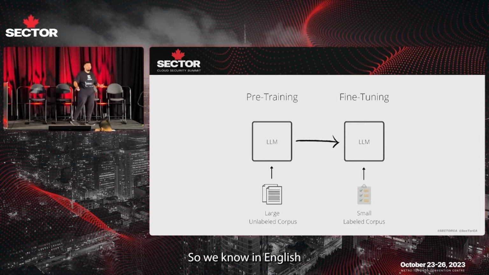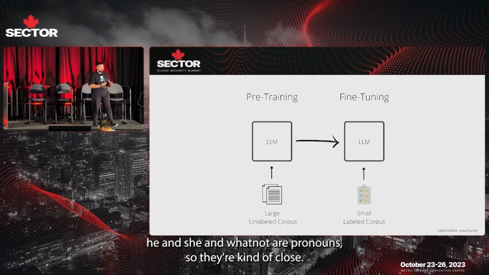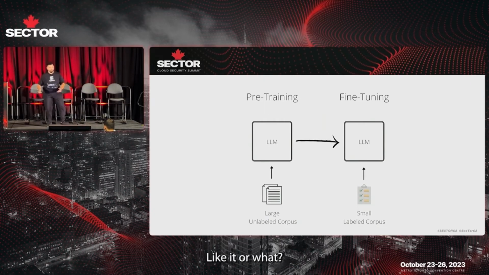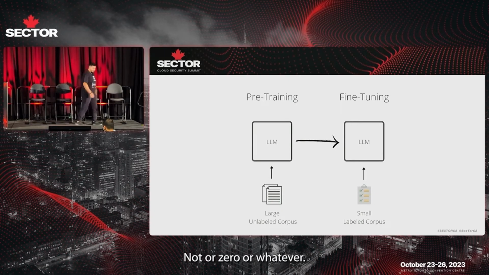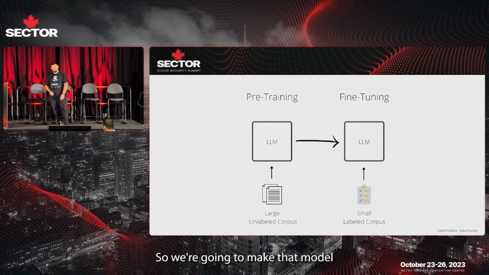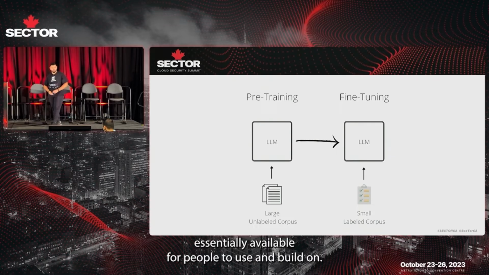So we know in English, he and she and whatnot are pronouns, so they're kind of close, while they're not as close to, let's say, other words, right? Like "it" or "zero" or whatever. So essentially, we get that first part done, and that usually takes a supercomputer, so we're going to make that model available for people to use and build on.